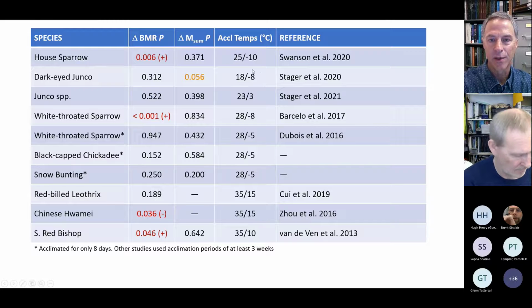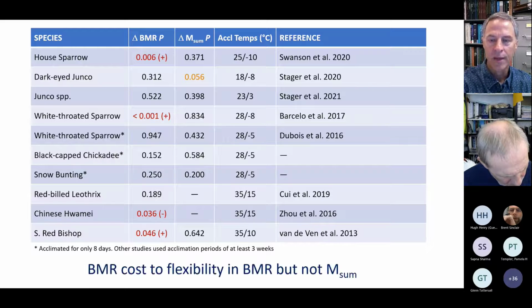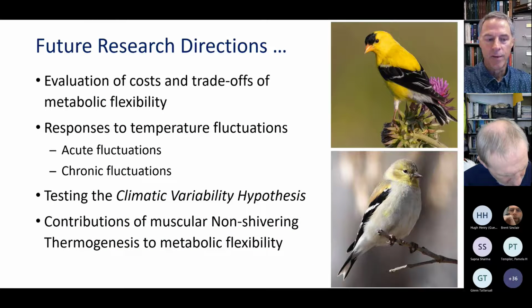And then the second thing that I want to show is that you're more likely to get a positive response when you're using colder temperatures for acclimation at the cold end. Okay, so where do we go with this in the future? Well, one, I think we can do better at evaluating the costs and trade-offs.